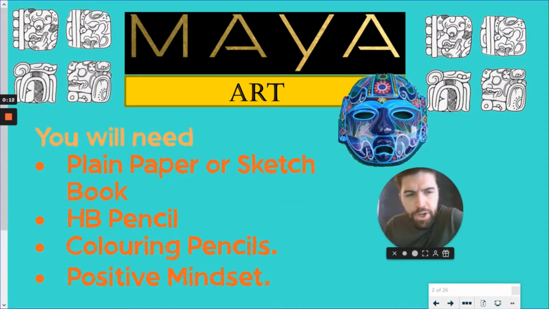For today's lesson you're going to need a piece of plain paper or a sketchbook, ideally sketchbook paper, but whatever you've got is fine. An HB pencil, some colouring pencils and a positive mindset, because very often in art, it's easy to get a little bit down on ourselves quite quickly and say, oh, this hasn't turned out the way I want it to, this is rubbish, I don't like it, I'm rubbish at art. But that's not the way we're going to view it today.